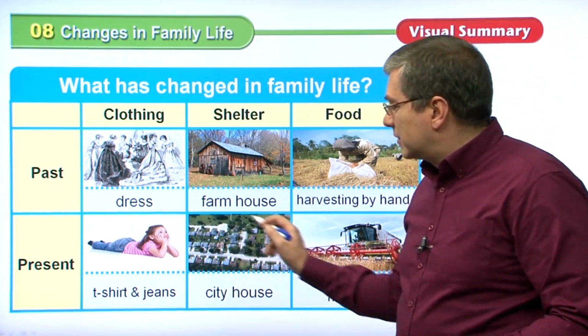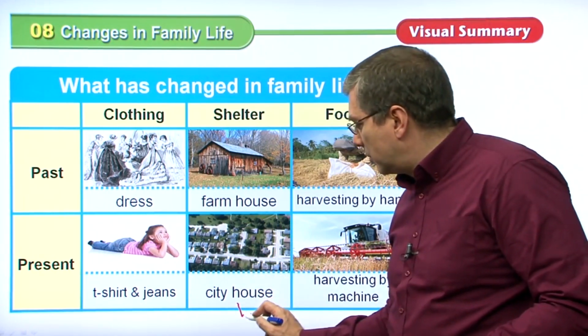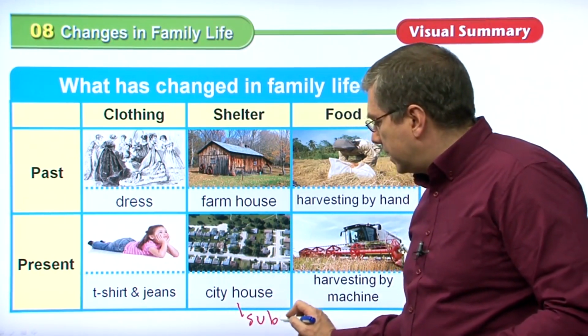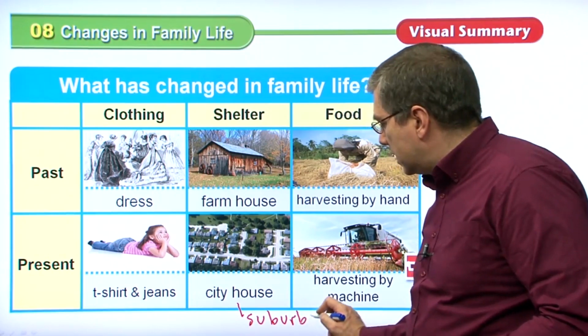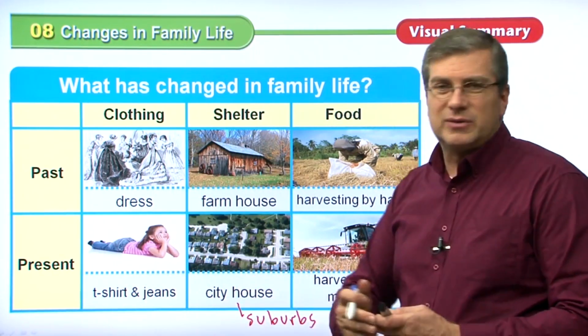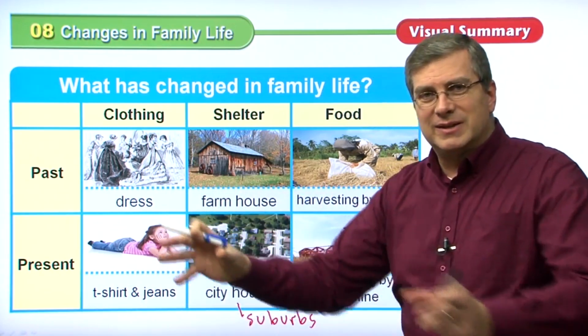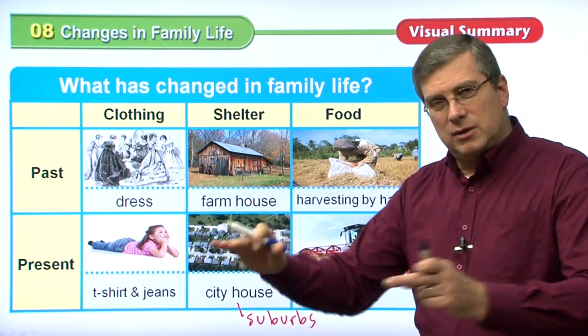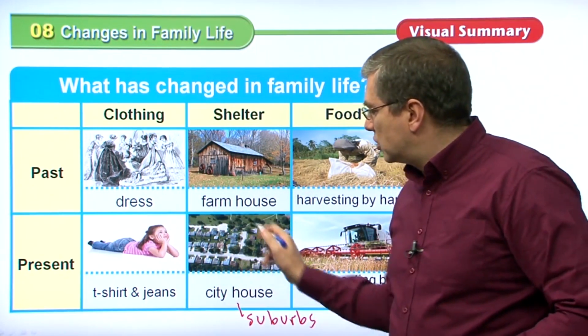But this looks like suburb, right? This could be a suburb. And there are many houses in the suburbs. Suburbs are just right outside the city, right? So you say city house, but right outside the city you have many suburbs, okay? And there's housing divisions out there.